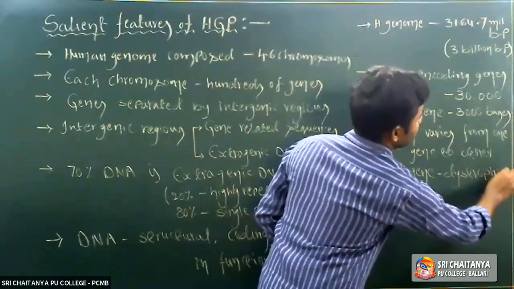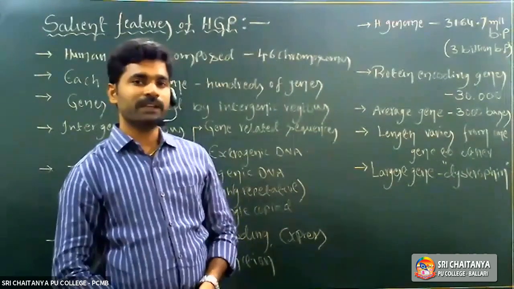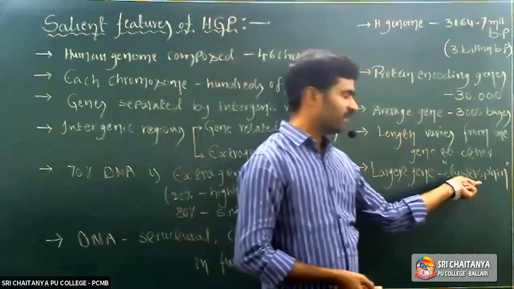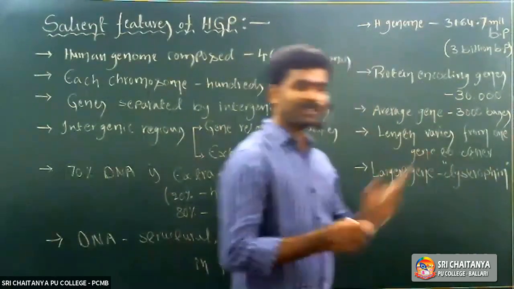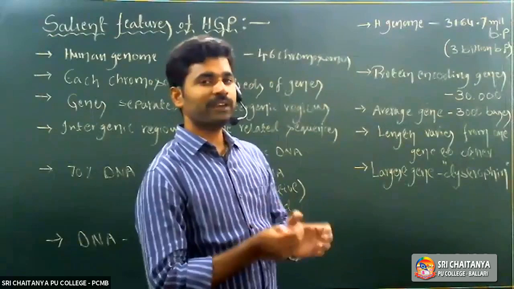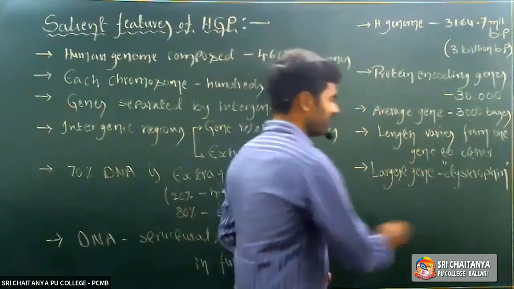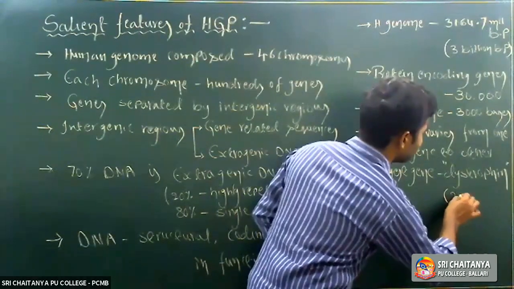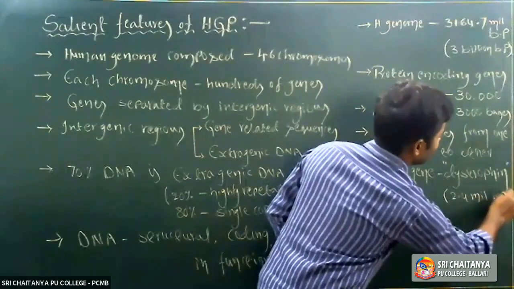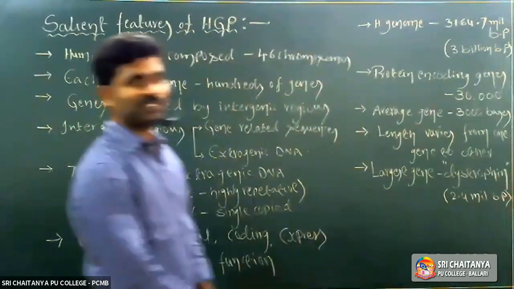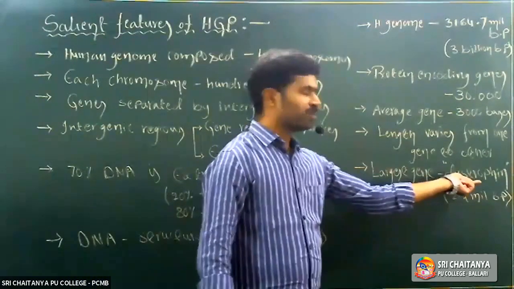So what is the dystrophin gene? It is a muscle gene, a muscle protein encoding genetic material. That dystrophin gene is the largest gene, containing 2.4 million base pairs. It is the largest gene in the human genome.